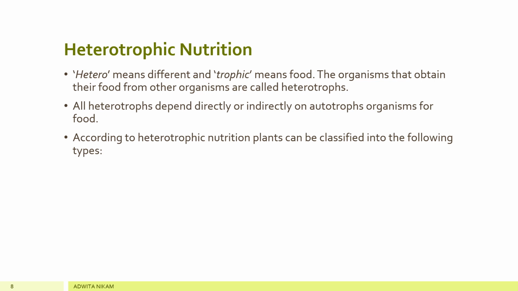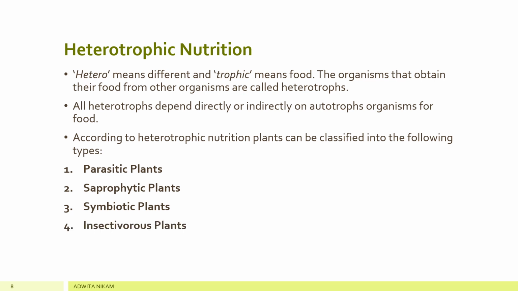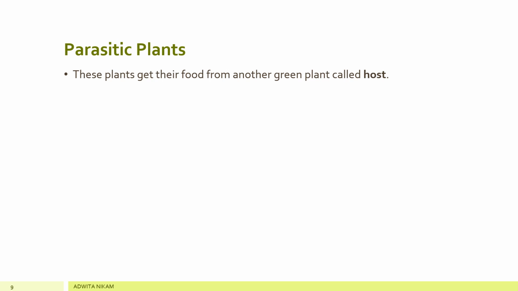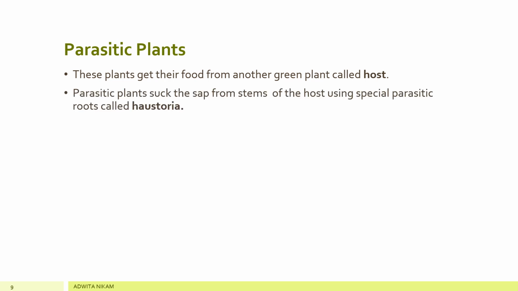According to heterotrophic nutrition, plants can be classified into 4 types. First, parasitic plants. Second, saprophytic plants. Third, symbiotic plants. And fourth, insectivorous plants. First, we'll study about the first type, which is parasitic plants. These plants get their food from another green plant, which we call host. Parasitic plants suck the sap or the useful thing from the stems of the host plant using special parasitic roots called haustoria.